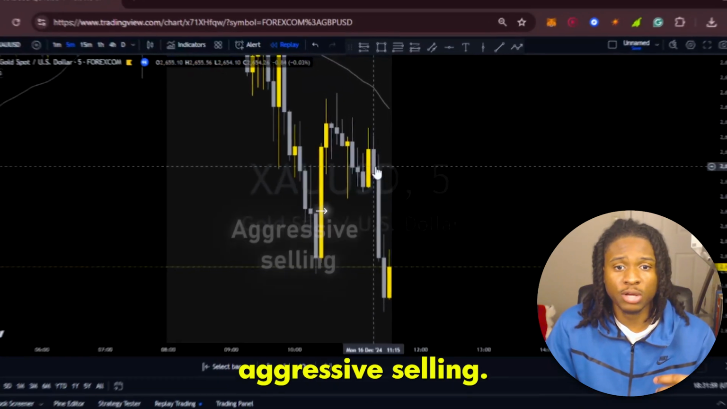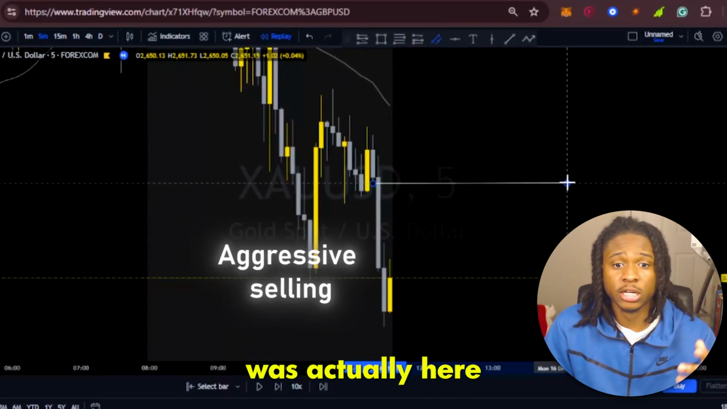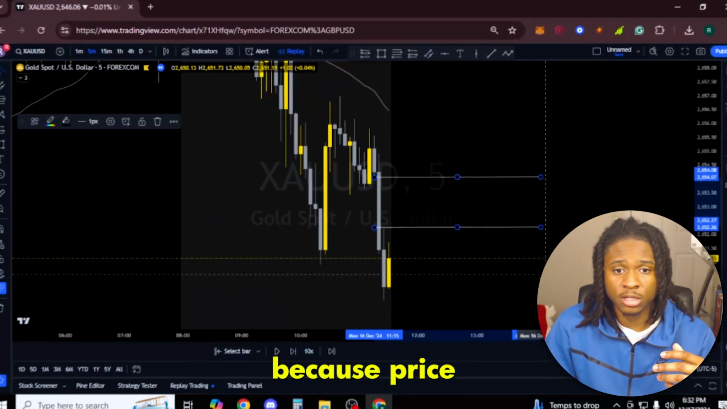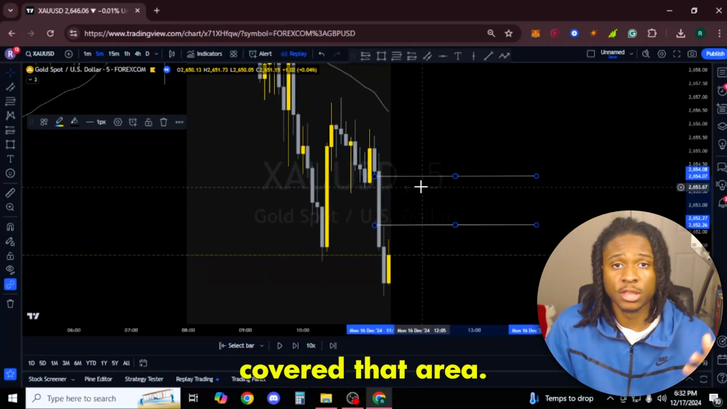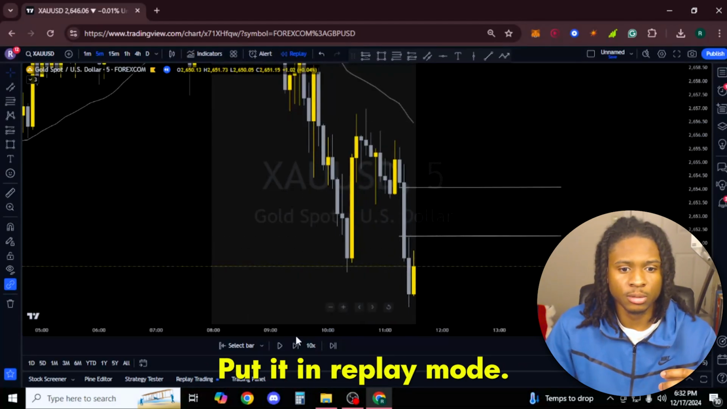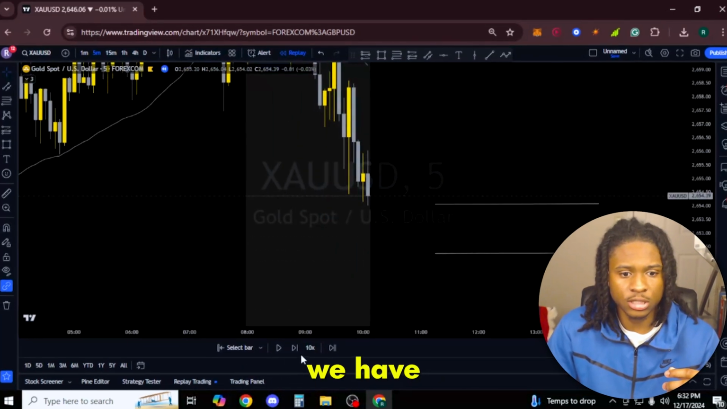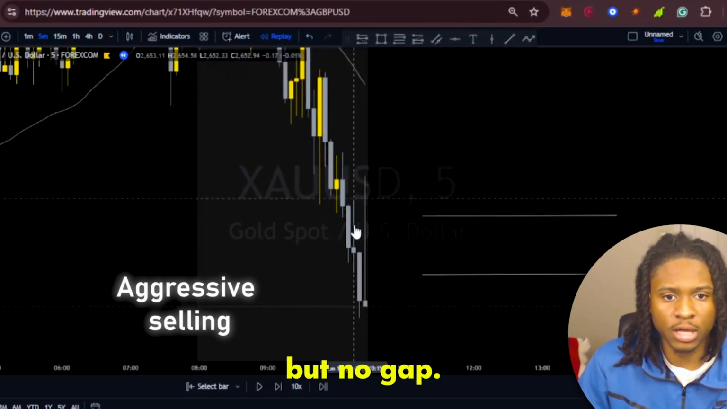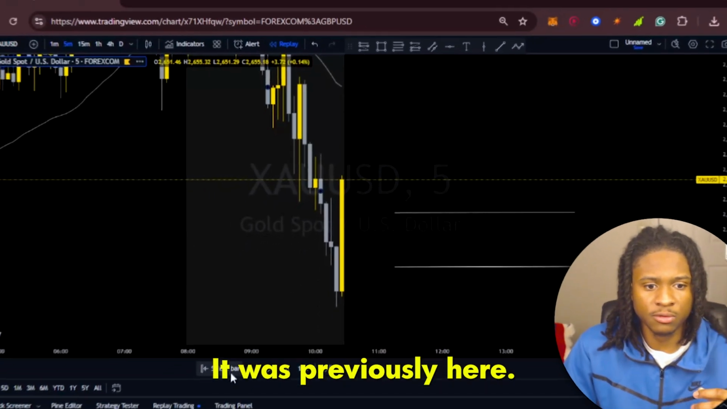So as you see, we have aggressive selling, and our gap is actually here to here, because price has not yet covered that area. And a good example of supply without a gap would be this right here. Put it in replay mode. As you see, we have aggressive selling, but no gap. Gap got filled. It was previously here.